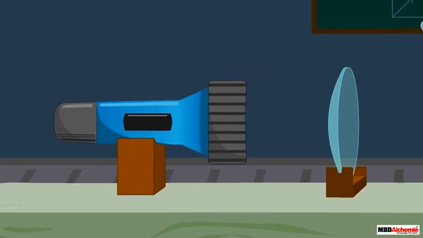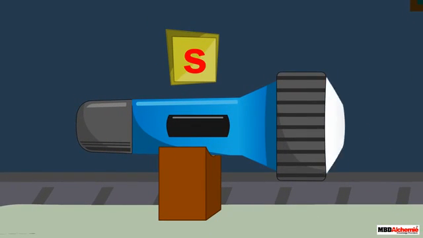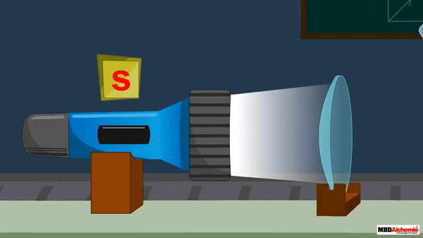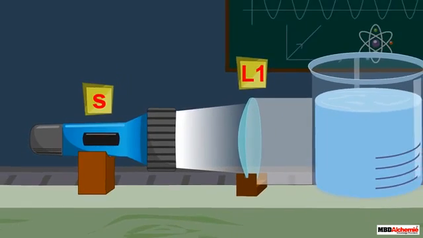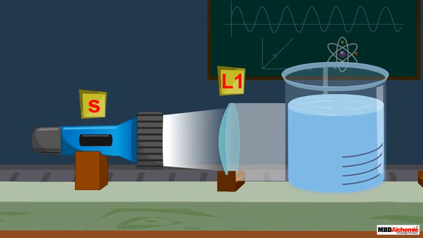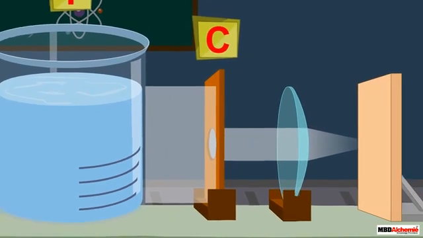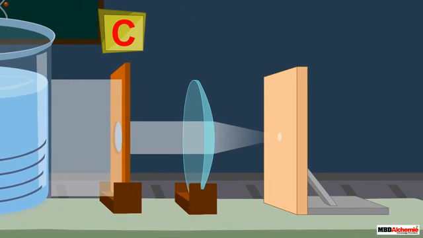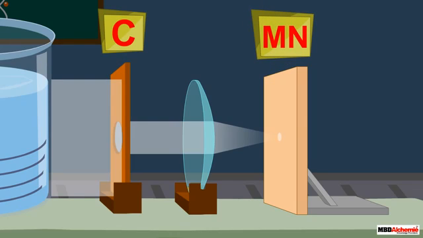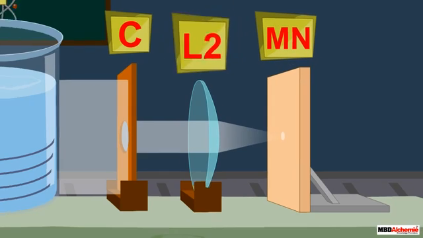For this, place a strong source S of white light at the focus of a converging lens L1. This lens provides a parallel beam of light. Allow the light beam to pass through a transparent glass tank T containing clear water. Next, allow the beam of light to pass through a circular hole C made in a cardboard and obtain a sharp image of the circular hole on a screen MN using a second converging lens L2.